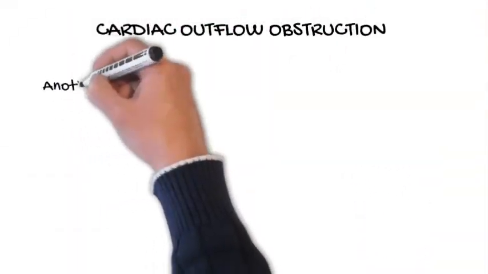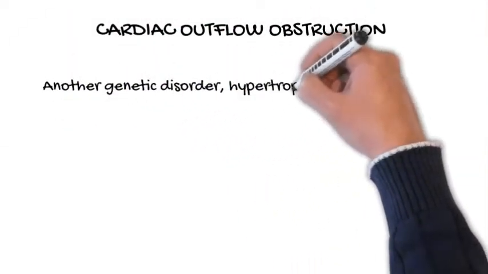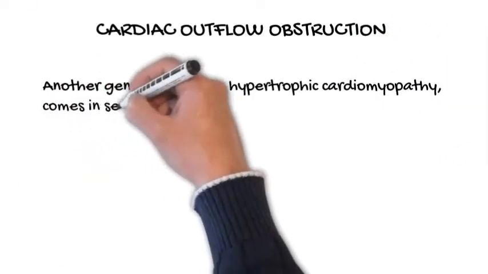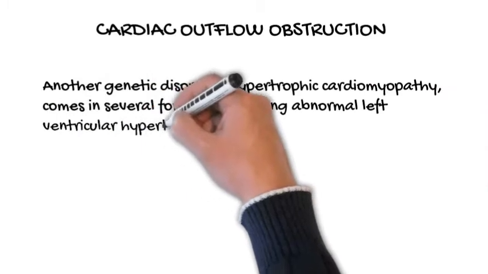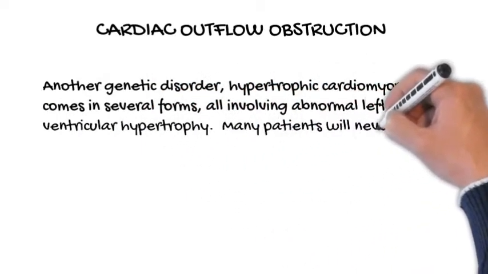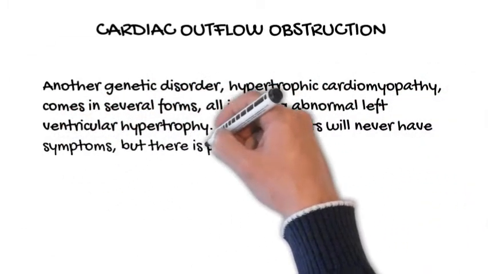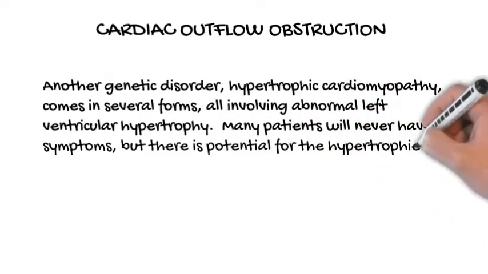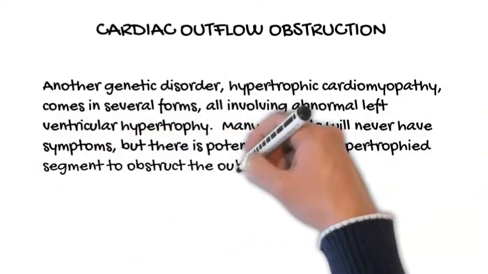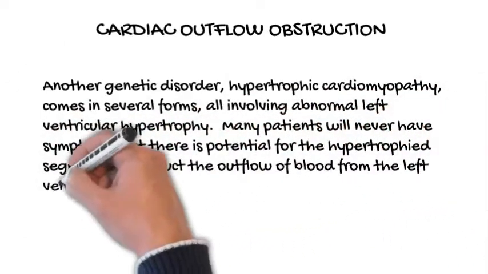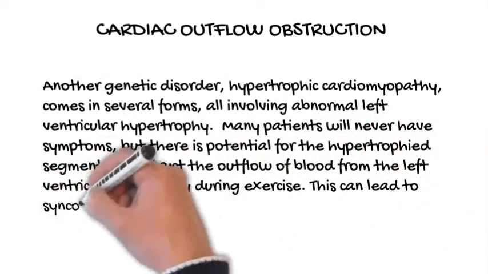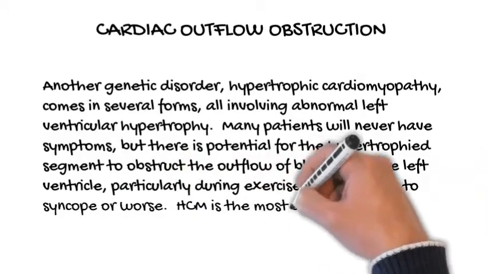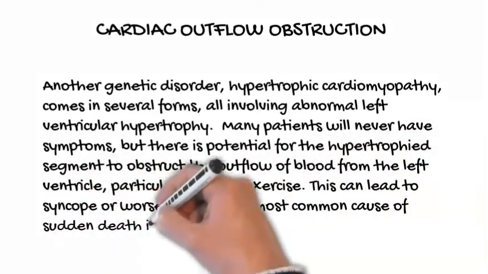Cardiac outflow obstruction. Another genetic disorder, hypertrophic cardiomyopathy, comes in several forms, all involving abnormal left ventricular hypertrophy. Many patients will never have symptoms, but there is potential for the hypertrophied segment to obstruct the outflow of blood from the left ventricle, particularly during exercise. This can lead to syncope or worse. HCM is the most common cause of sudden death in young athletes.